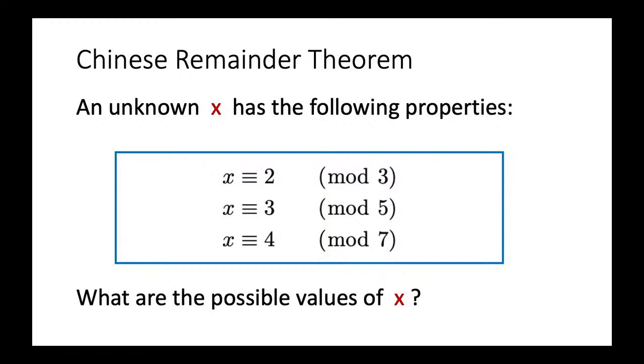Suppose that someone tells you there is a certain unknown x, and this x has the following properties. x is an integer. When x is divided by 3, there will be a remainder of 2. But when it is divided by 5, it will give a remainder of 3. And when it is divided by 7, the remainder will be 4. We want to know what the possible values of x are. And also, can we find a certain x that satisfies this behavior?